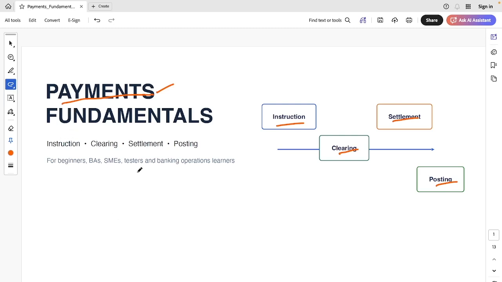By the end of this session, you should be able to explain the payment flow confidently in an interview, in a requirement workshop, or even to a non-technical audience.